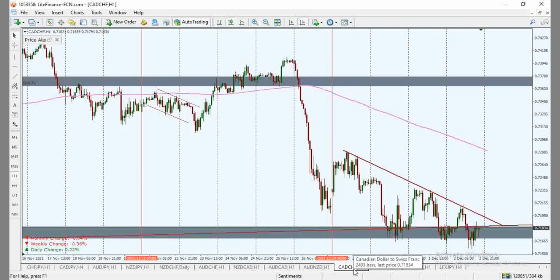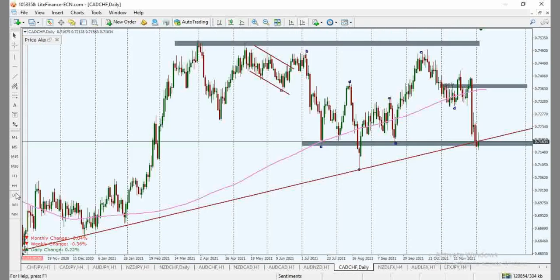Okay, so we look at also CAD CHF. CAD CHF, we are at a key support area. This was support right around September.